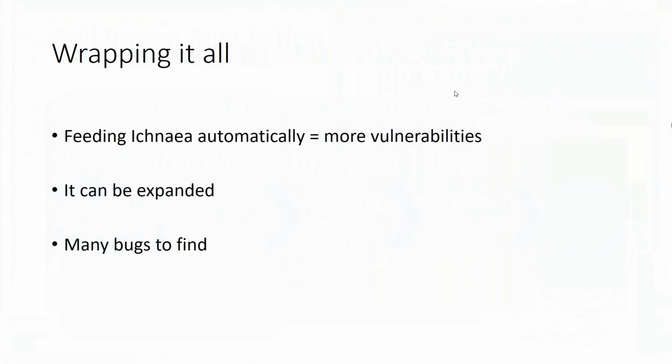So if we wrap everything up, if we feed Ichnaea automatically, we can get a lot more vulnerabilities because it's a fully automatic system. It can be expanded because it only uses now 2 file manipulation attacks, DLL hijacking and object manager symbolic links. If you add additional file system exploitation methods, then I assume the amount of vulnerabilities will be staggering. Now, even by using those 2 methods, there are a lot more bugs to find.